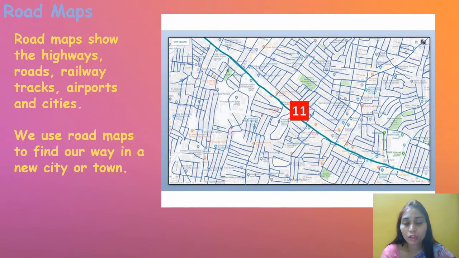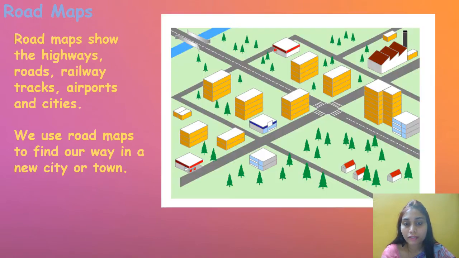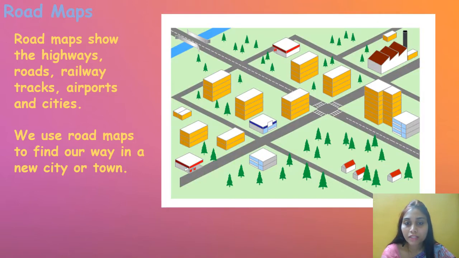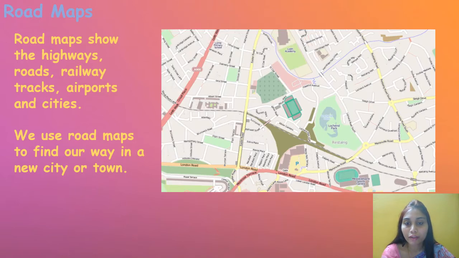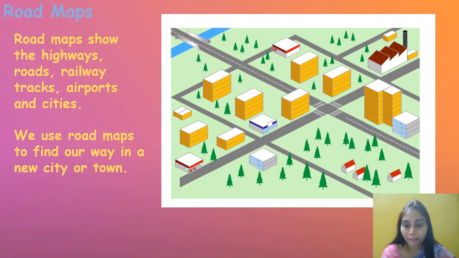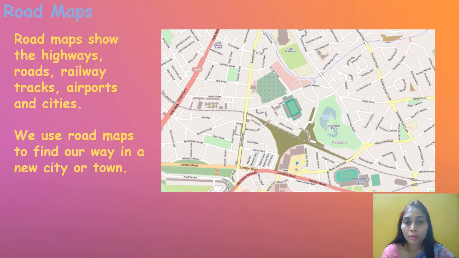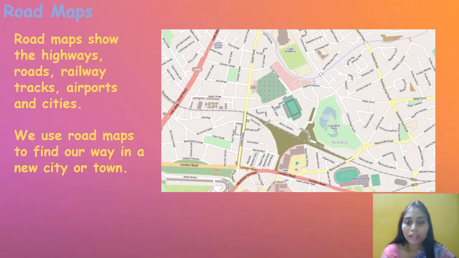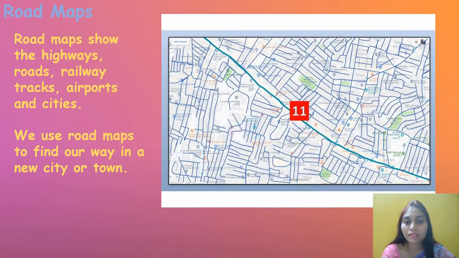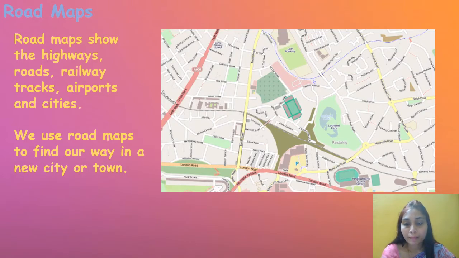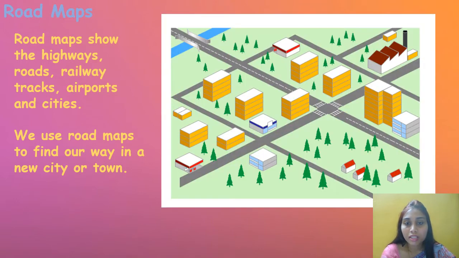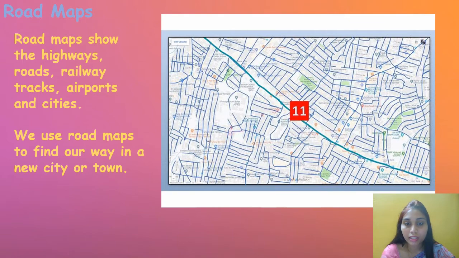So children, what have we learned today? What are the different types of maps? Physical maps. Physical maps will show us the physical features of an area like landforms, water bodies, etc. Political maps show the borders of states and capitals, etc. Then the third one, thematic maps, show us a particular theme, like temperature, soil types, forest area in a particular country, etc.